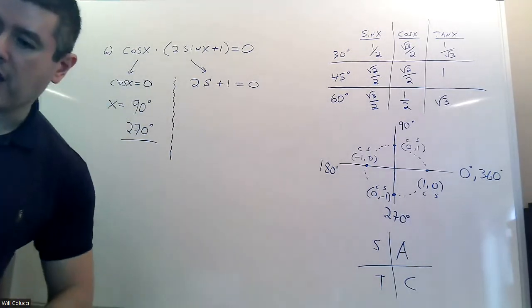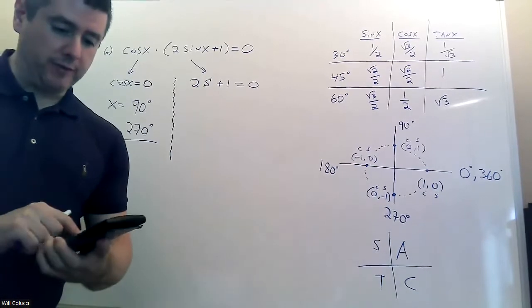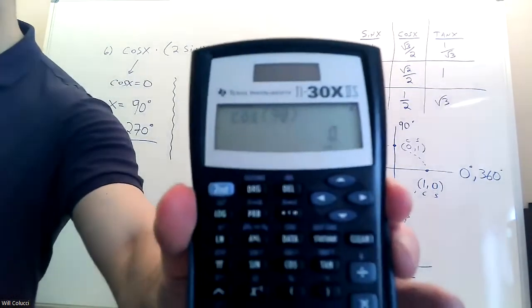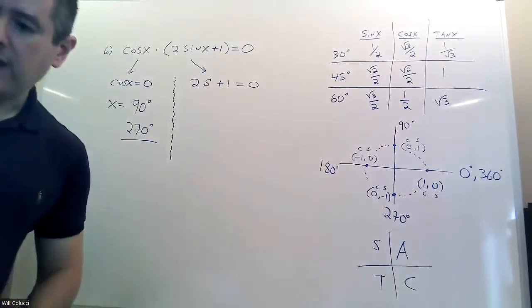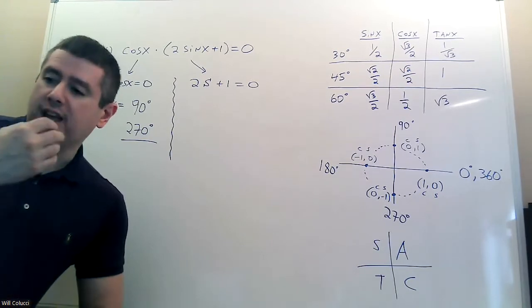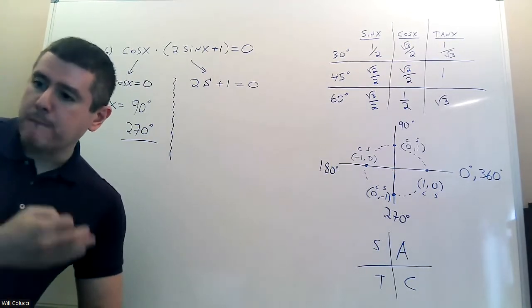So if you did cosine 90 on the calculator, I guess I have to prove it to you. I don't have to, but if I do cosine 90, I get 0. If I do cosine 270, I get 0. That's what you're doing. You're looking for the angles that give you that number.